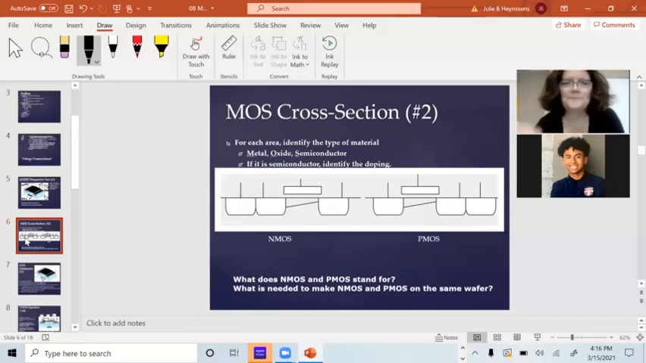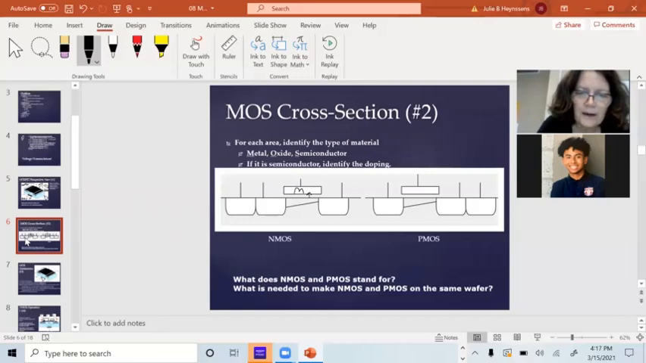That's for grad school. Okay, so I've got an NMOS device here. I'll try to write small. This is the metal. This right here is the oxide. And the critical thing about that is the thickness of the oxide. This is the semiconductor. In the case of NMOS, it's going to be a P substrate.